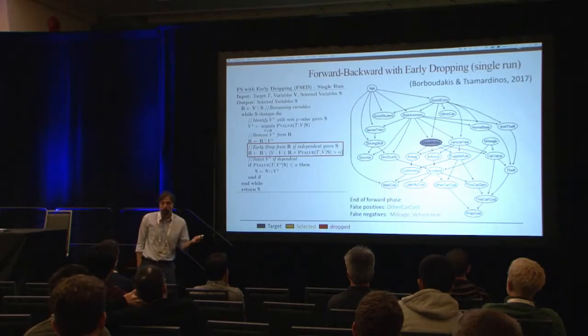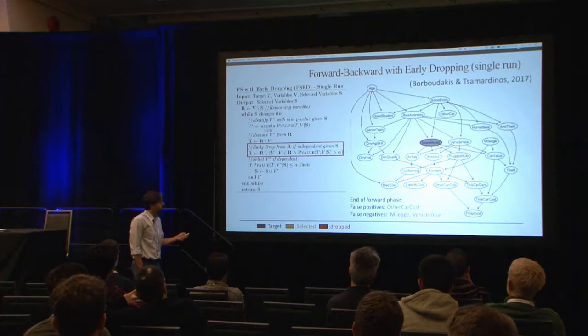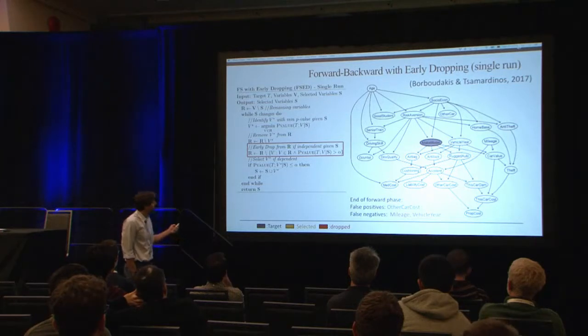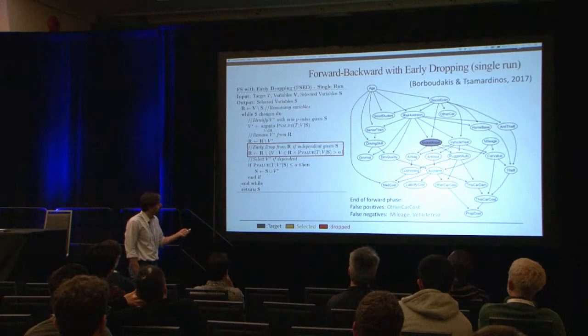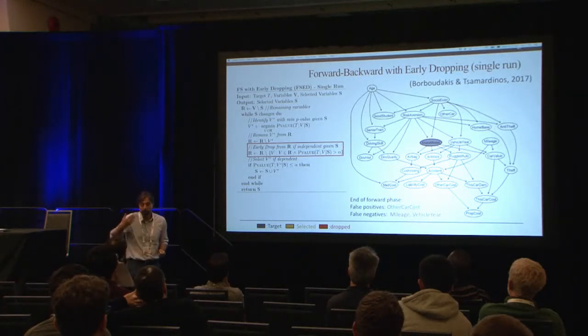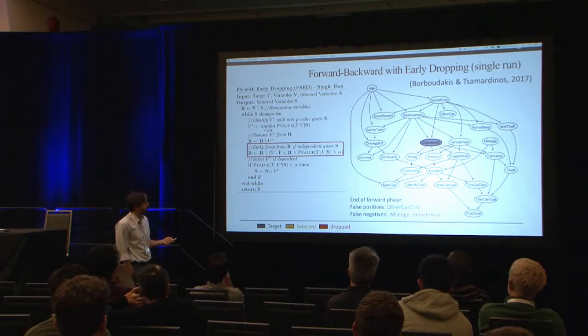Okay, now in recent work, we thought about improving this algorithm by interjecting here this step where you actually drop from R anything that becomes independent, given the selected variables. And this filters out variables very quickly. Let's see why. Let's run the algorithm.